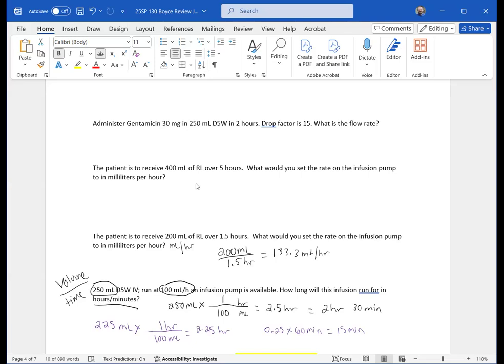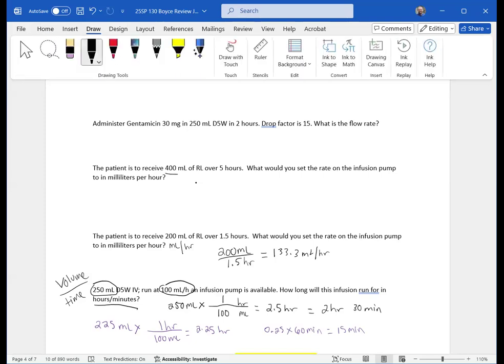Then, after you've worked through that, you're also going to want to know how to go from milliliters per hour to drops per minute. And we're going to work through a couple different examples of that. All right. So the first one that I'll work through is this right here, where it tells us that a patient is to receive 400 milliliters of Ringer's lactate over 5 hours. Okay. And then we want to know what we would set the infusion rate to, in ml per hour.